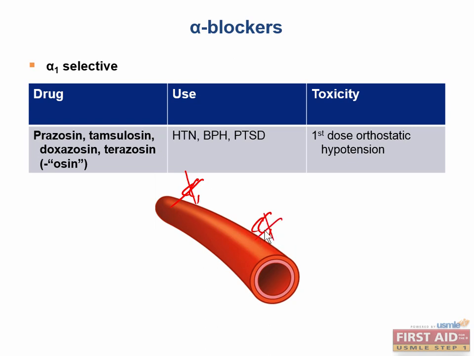This can also be used to treat urinary retention in BPH and also post-traumatic stress disorder. The side effects for alpha-1 selective blockers include orthostatic hypotension, usually with the first dose, dizziness, and they can also cause headache.